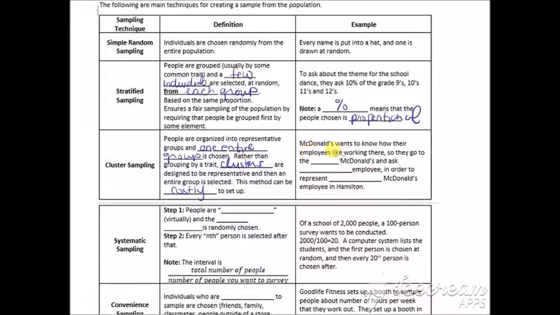So McDonald's wants to know how their employees like working there, so they go to the McDonald's on Main Street, maybe like your local one, and ask every employee in order to represent all McDonald's employees in Hamilton. Okay, so the clusters would just be each McDonald's in Hamilton, and then they just choose one and survey them all.